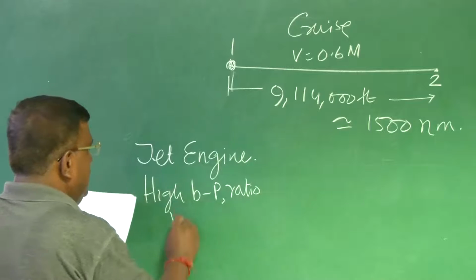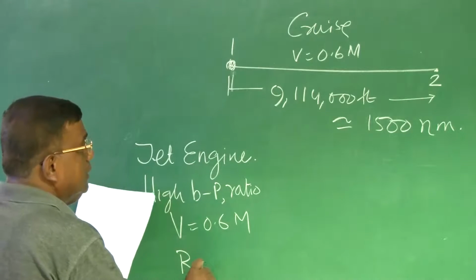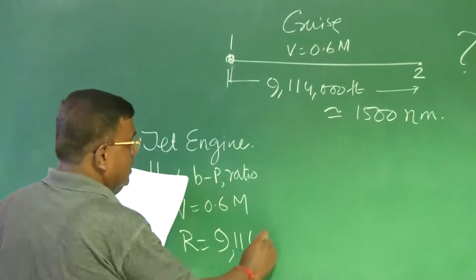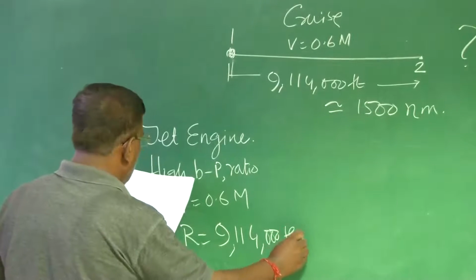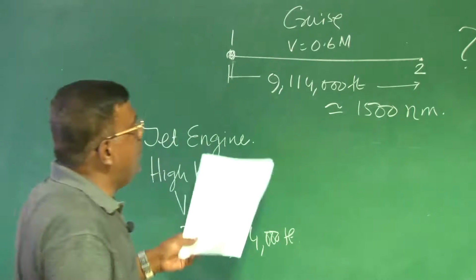This to, and speed is 0.6 Mach and range is 911,400 feet. How do I use whatever you have learned? So it's talking about range.